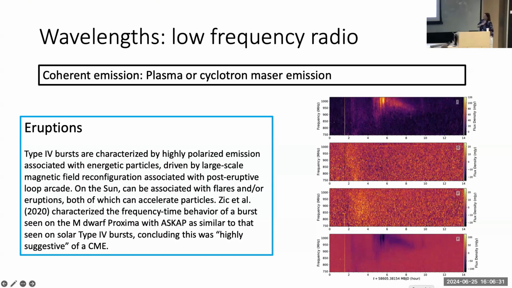In eruptions, we talk about low frequency radio waves. I'm pointing out here type 4 bursts. These are characterized by highly polarized emission associated with energetic particles. The example that I'm showing here is from Andrew Zic's work on Proxima Centauri, where they saw what they inferred to be evidence for type 4 bursts, as on the sun. We know that these are associated potentially with coronal mass ejections, sometimes with flare-associated electrons. And they said that this was highly suggestive of a CME, not conclusive, but highly suggestive.